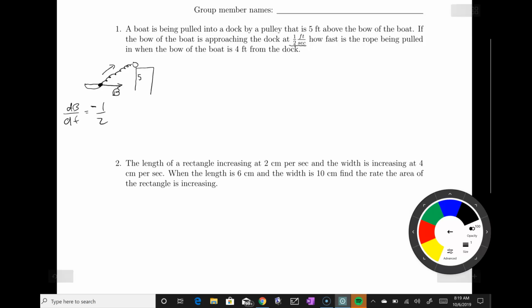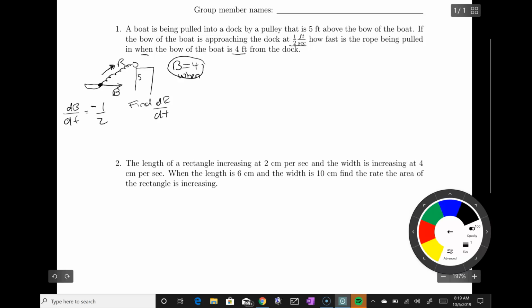And we want to find out how fast this rope is changing, so that would be the length of this. I'll call this R. So I want to find dr/dt. And the information is when the bow of the boat is 4 feet from the dock. So that means when B equals 4. So I'm going to save that information until after the derivative. Do not put that number in the picture.